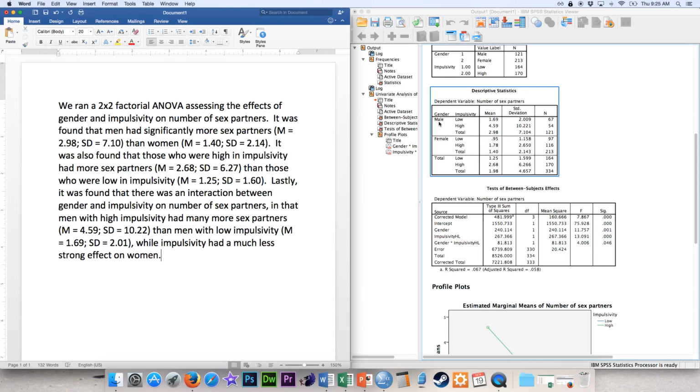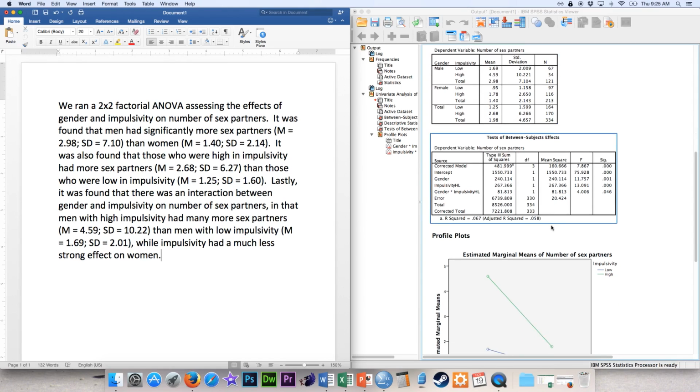The only time I care about male low, male high, female low, female high is when I'm talking about the interactions. Otherwise, I'm always going to be looking at the total rows. So male total, female total, or total low impulsivity, total high impulsivity. So there is all the means and standard deviations.